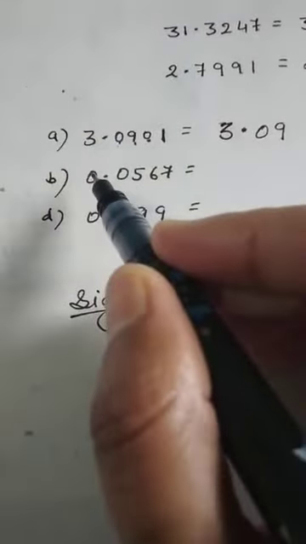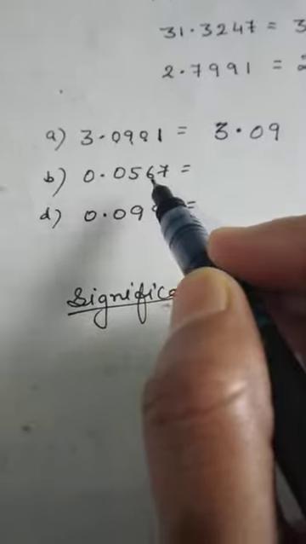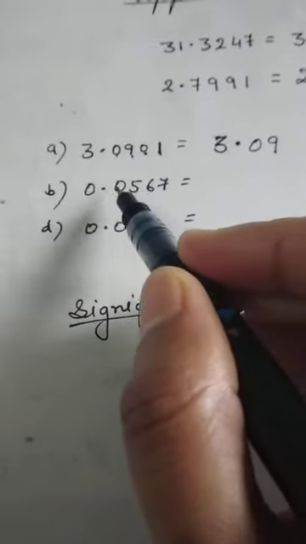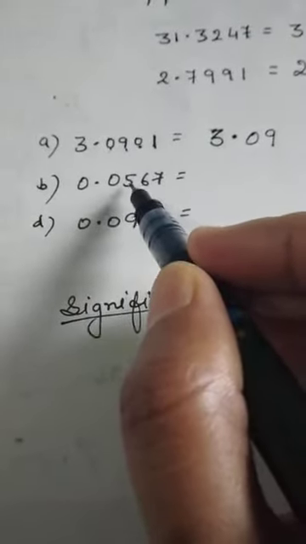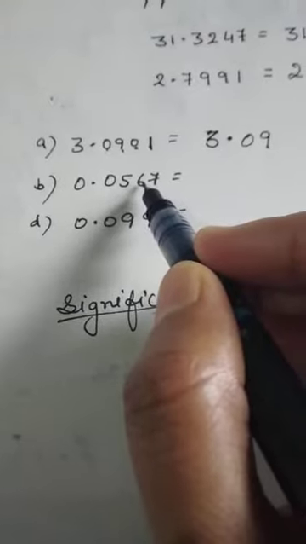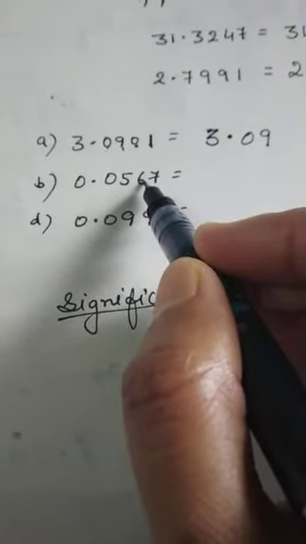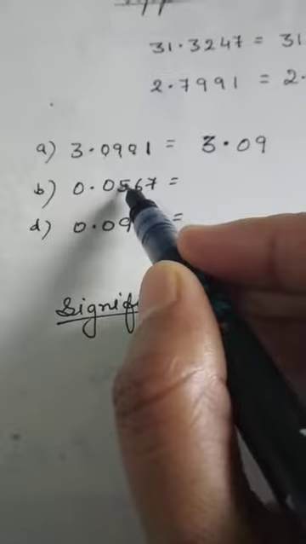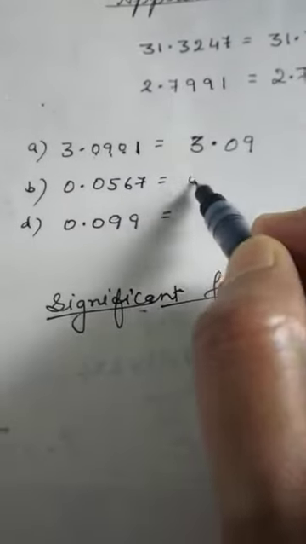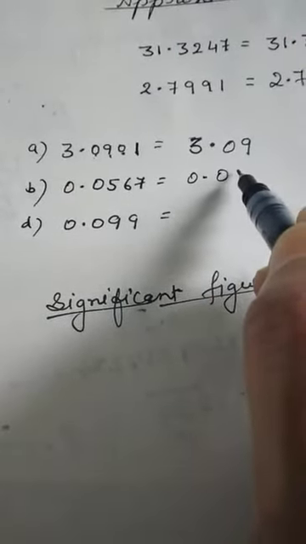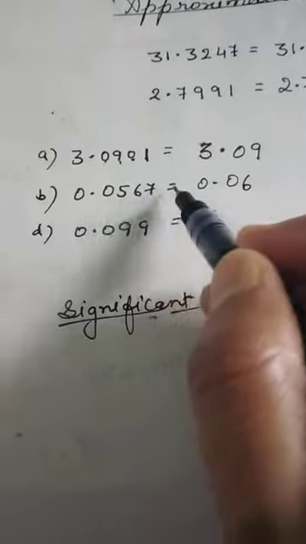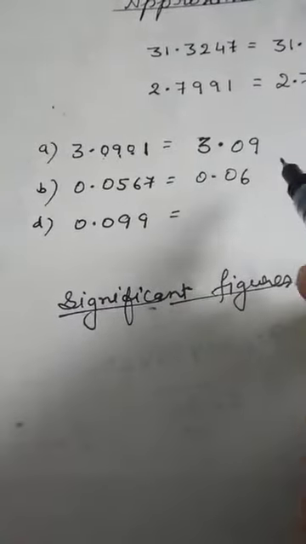Again, suppose you have to round off this up to the hundredths place: 0.056. 5 is the hundredths place. Just after it, the digit is 6. 6 is more than 5, so this 5 will increase by 1. So it will become 0.06, and all the other digits will be omitted.